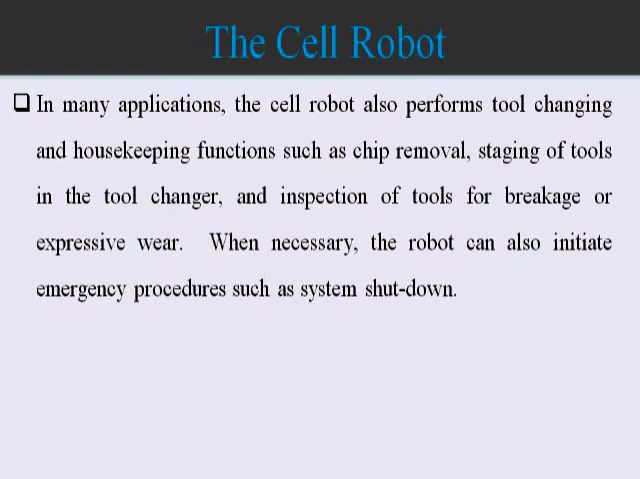The functions of the cell robot are: the cell robot can also perform tool changing, housekeeping functions such as chip removal, staging of tools in the tool changer, and inspection of tools for breakage or excessive wear. When necessary, the robot can also initiate emergency procedures such as system shutdown, etc.